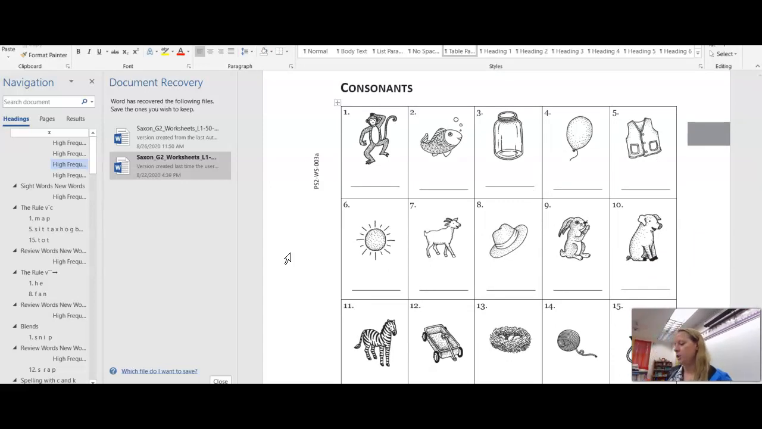Look at the pictures on this page. Who can tell me what the first picture is? That's right, it's a monkey. What is the beginning sound? The beginning, which also means initial. What is the initial beginning sound in this picture? That's right. Okay. The beginning sound is what you hear, not the letter. What letter makes the m sound? Correct. That is M.